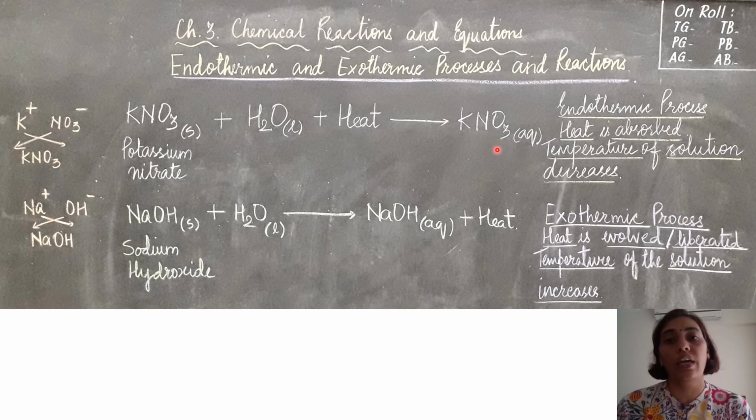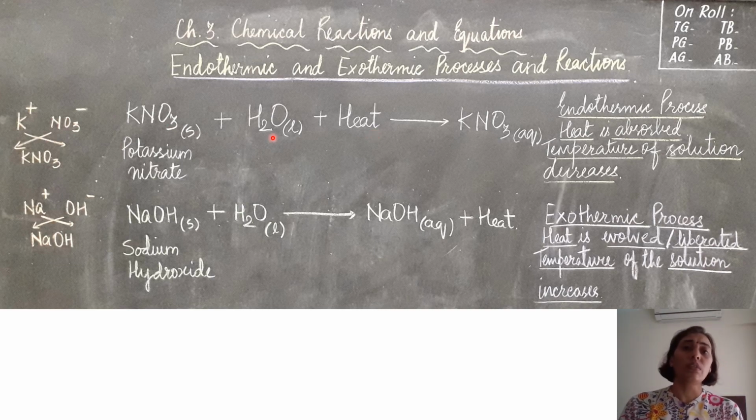Here the product is KNO3 aqueous. That is an aqueous solution of potassium nitrate is obtained. Now, since the reactants are taking up the heat from the surroundings, it is an example of endothermic process. Here this reaction is not going to be a balanced reaction because here we are studying it as a process. It's an endothermic process that we are studying. So don't worry about the balancing of this reaction. It's just an example of endothermic process.